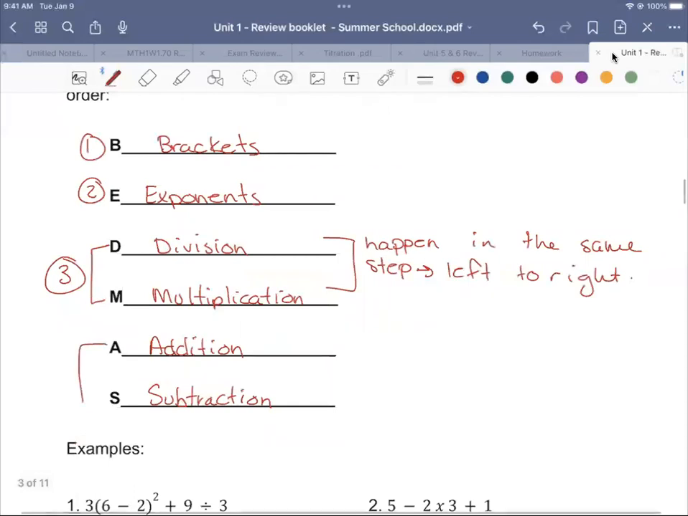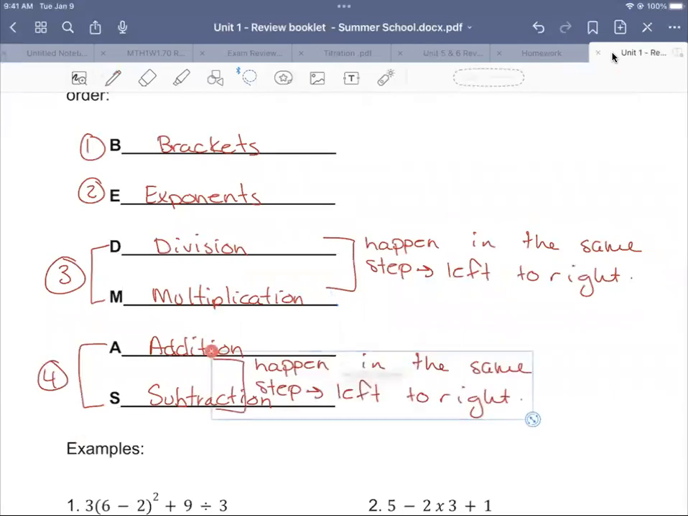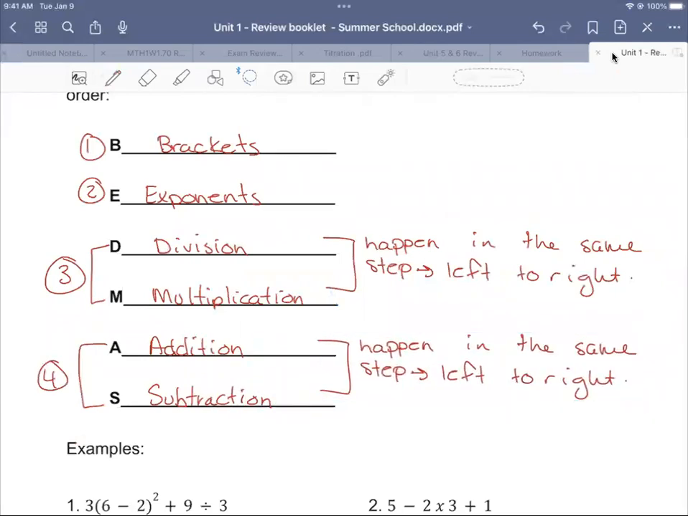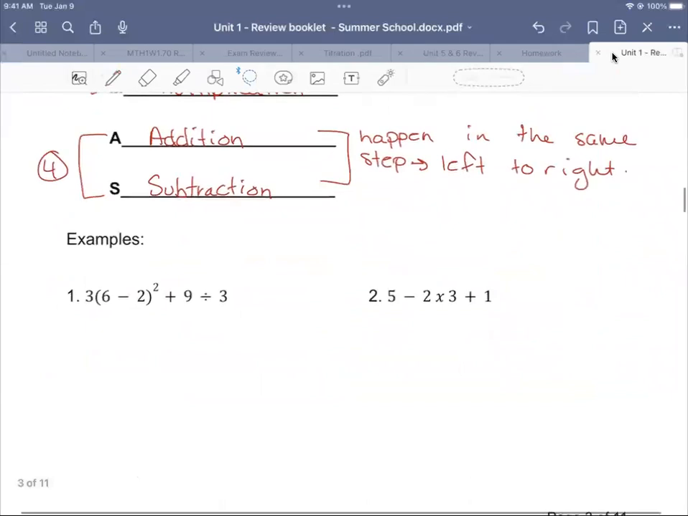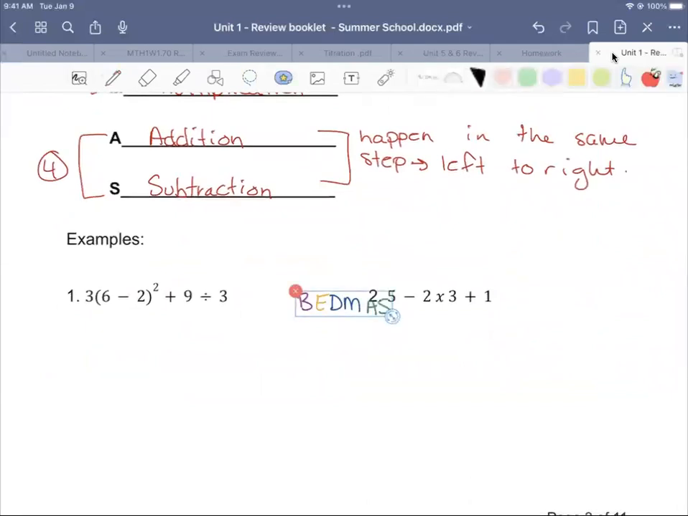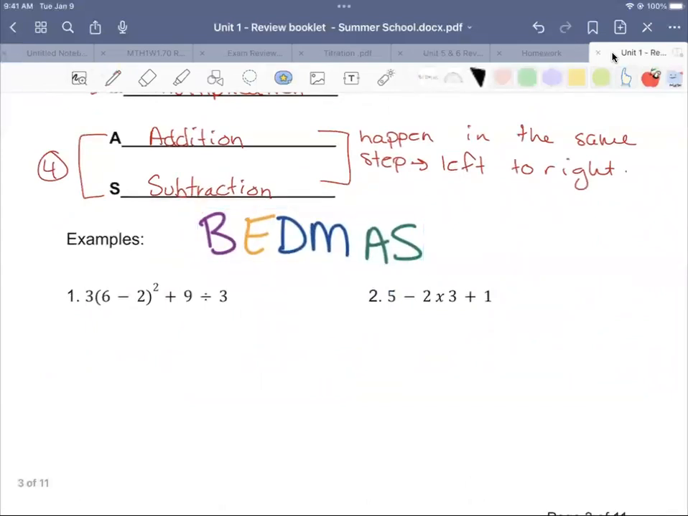Same exact thing happens with addition and subtraction. These happen in the same step, and when they do, we are just going to read from left to right so that this way we all get the same answer. So let's do an example of that. This is just the color coding that I will use just so you can see where each step comes from.